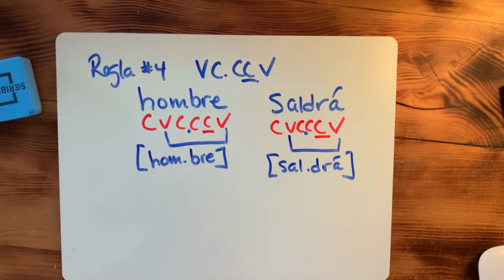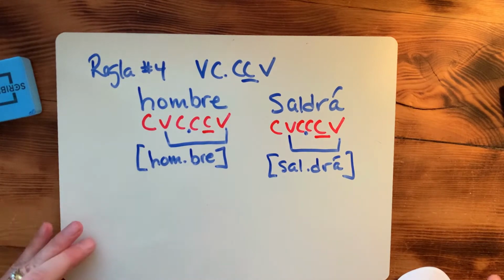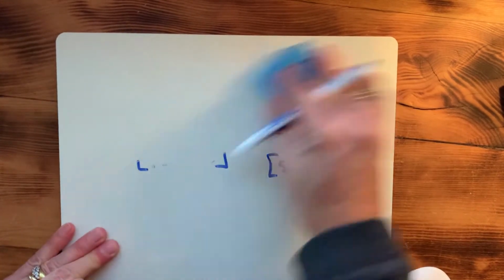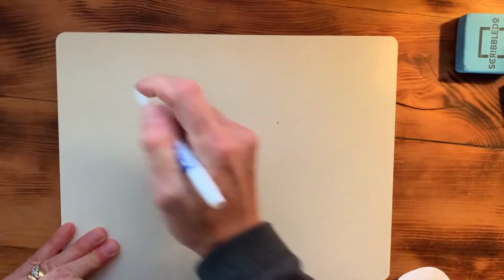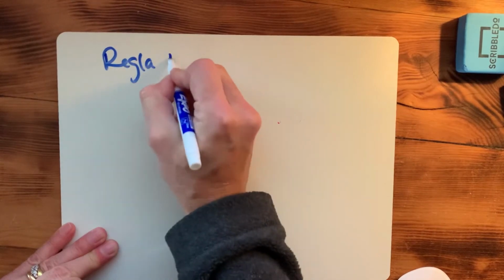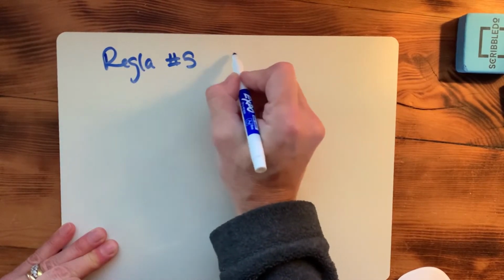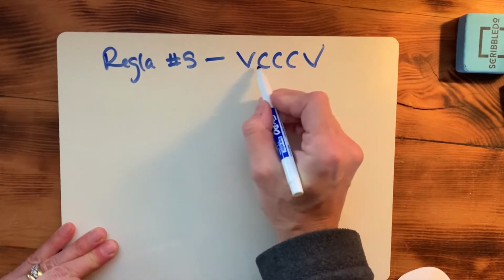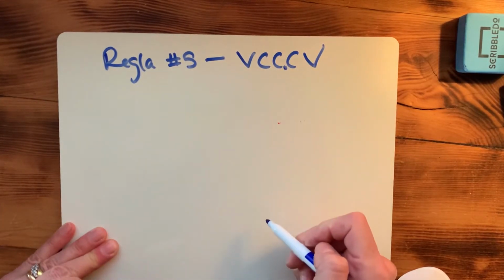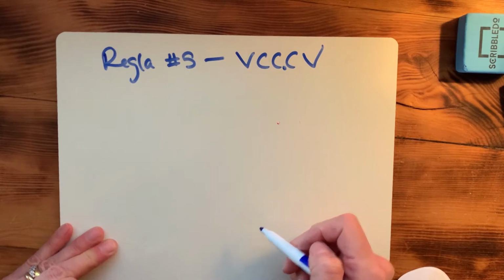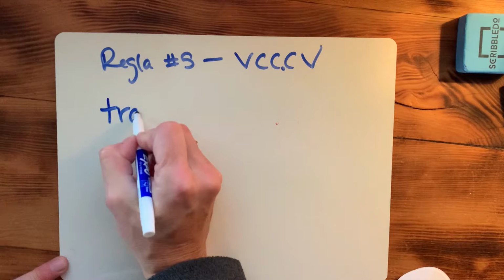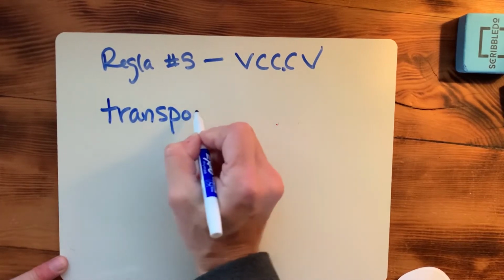Rule number 5 is the combination of 3 consonants without a cluster. So that is going to mean that when we have 3 consonants in a row, we're going to divide them after the first 2 consonants. Again, there is no cluster involved here. Looking at the notes, the word that I use is transporte.